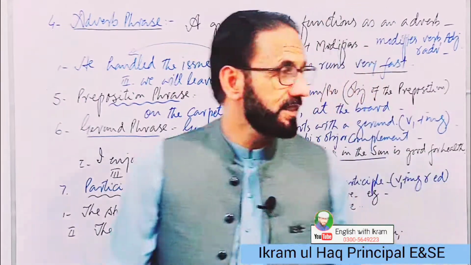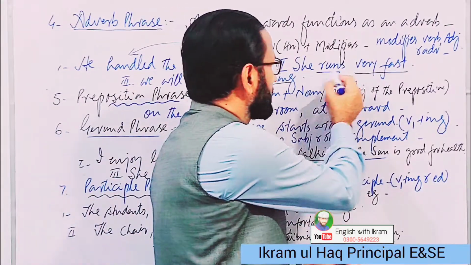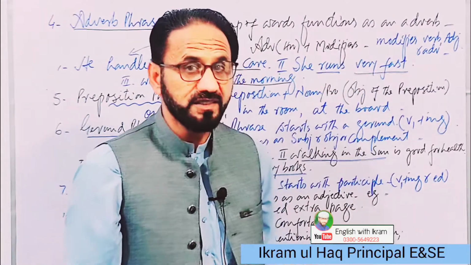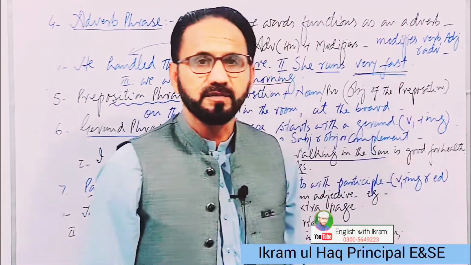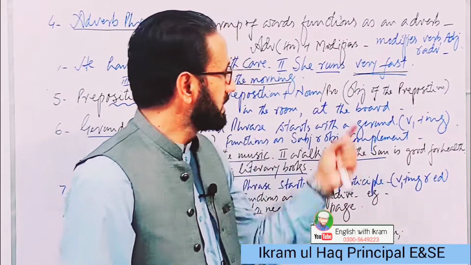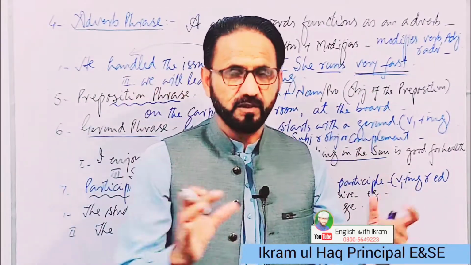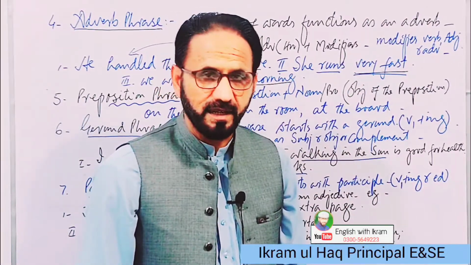Another example, she runs very fast. She runs, it's a verb. And how does she run? Very fast. Both are adverbs. Fast, adverb. Very, another adverb. These are two adverbs, a group of two adverbs, and that is an adverb phrase.